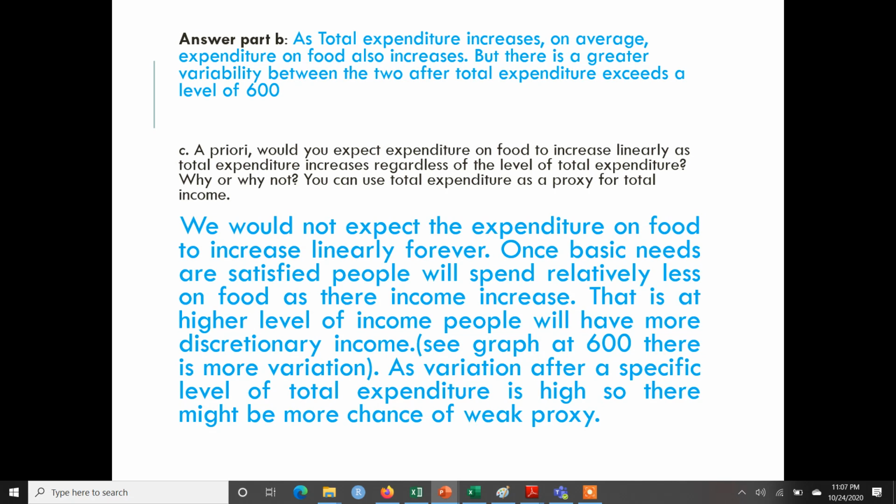So if in a poor family the expenditure increases, their marginal propensity to increase their expenditure on food will be higher as compared to a rich family. If their total expenditure increases by, let's say, 1 unit, then it's highly likely that that increase may not be due to an increase in food expenditure.